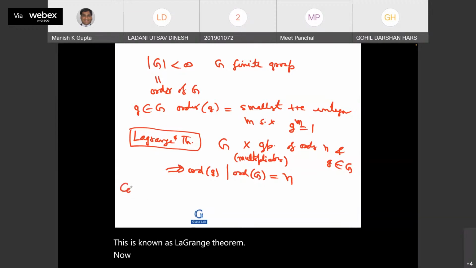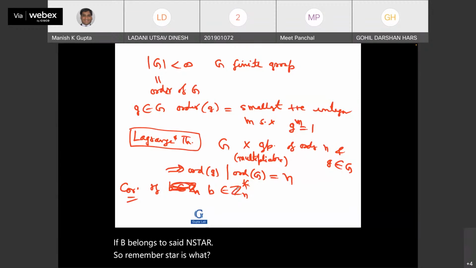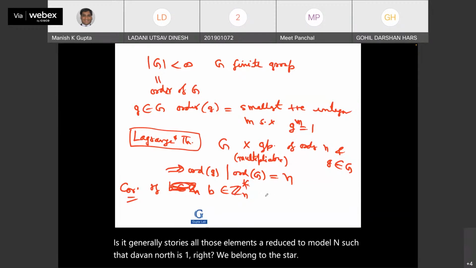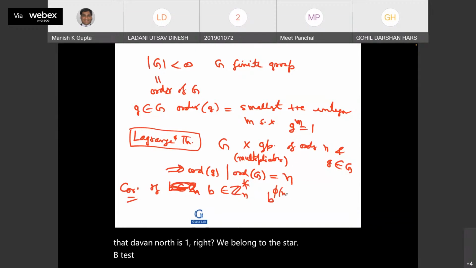Now we have one interesting corollary, which is: if b belongs to Zn star. So remember, Zn star is what? Zn star is all those elements a reduced modulo n such that GCD of a and n is 1, right? If b belongs to Zn star, then b raised to the power phi of n is congruent to 1 mod n.